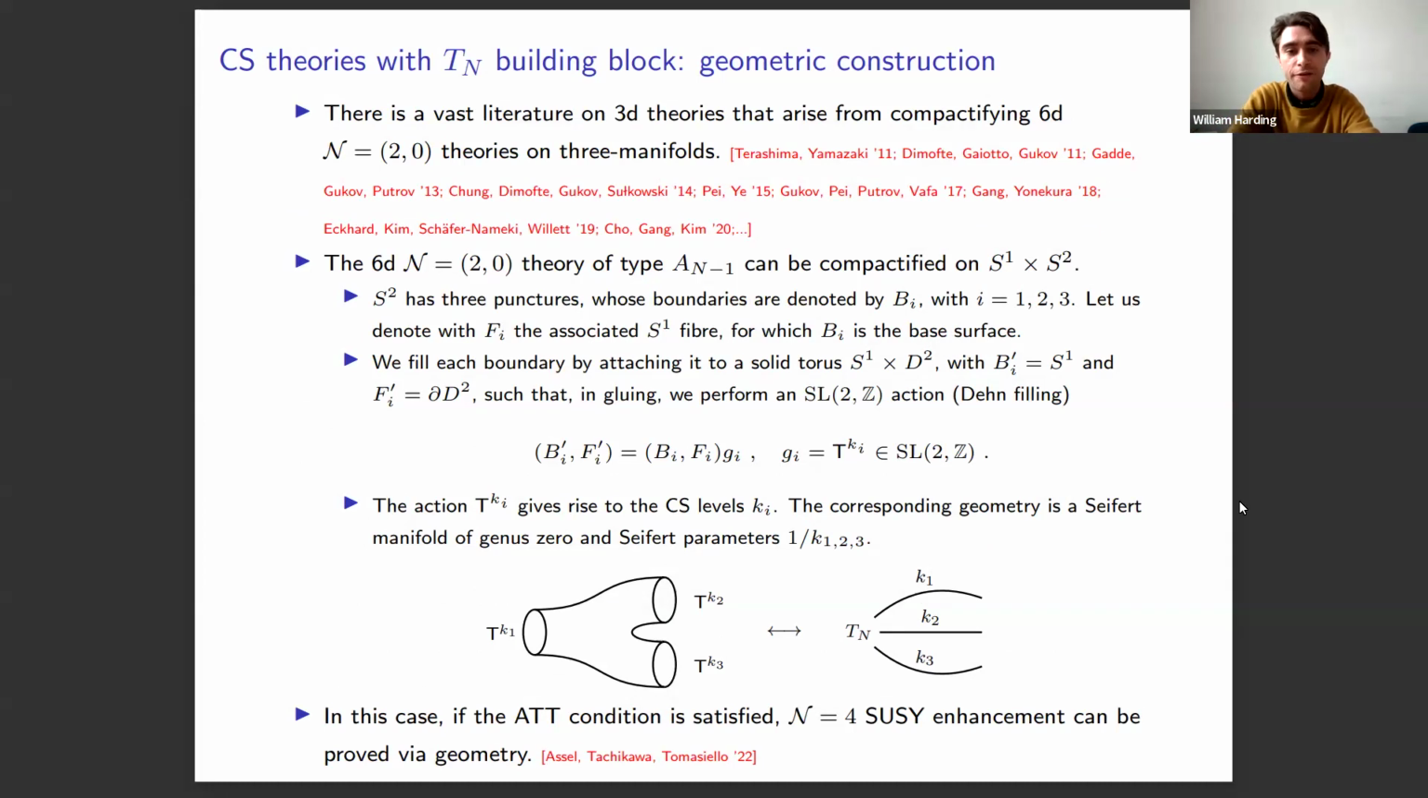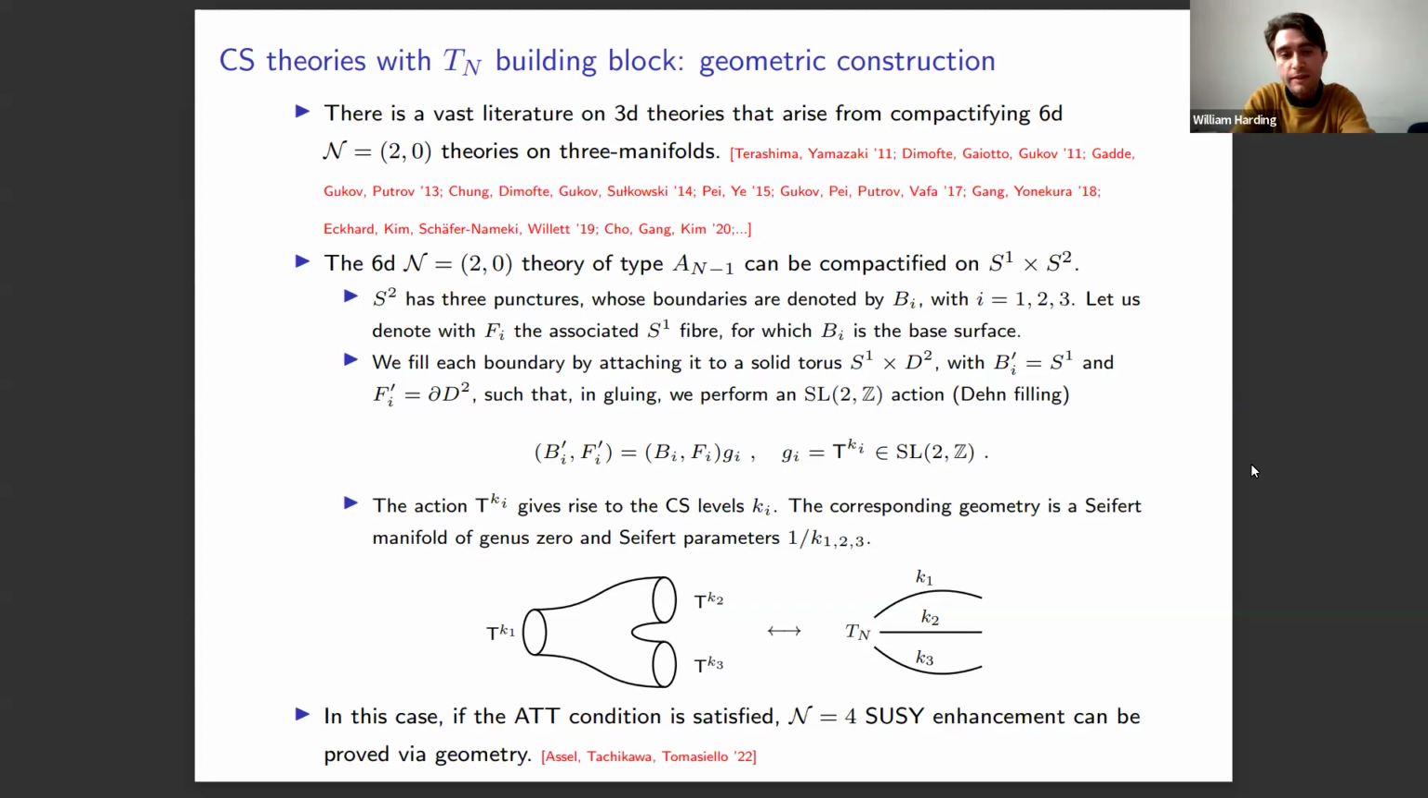Moreover, let us denote with Fi the associated S1 fiber for which Bi is the base surface. Now, we fill each boundary by attaching it to a solid torus, S1 times D2, with S1 equal to Bi prime, and the boundary of D2 equal to Fi prime, such that in this gluing we perform an SL(2,Z) action, which is governed by this element of SL(2,Z), which I denoted as Gi, which is taken to be T to the Ki. The action of T to the Ki gives rise to the Chern-Simons levels K1, K2, and K3.